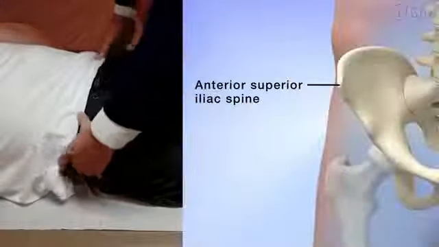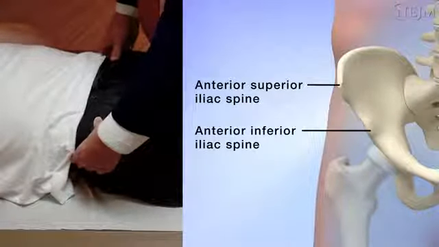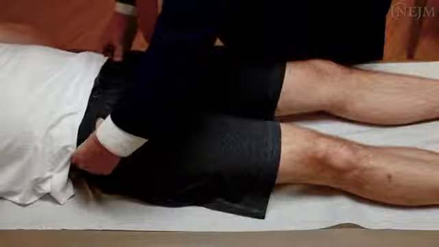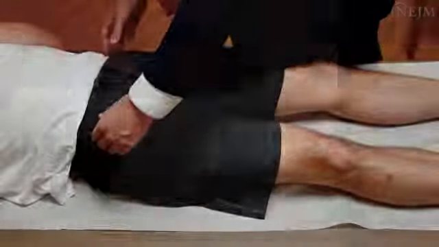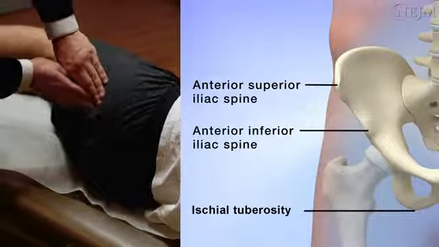Palpate the anterior superior iliac spine and the anterior inferior iliac spine. Pain at either of these sites may suggest an avulsion of muscular attachments that has led to fracture or acute muscle strain. Palpate the ischial tuberosity. Pain could indicate a hamstring injury or tendinopathy.